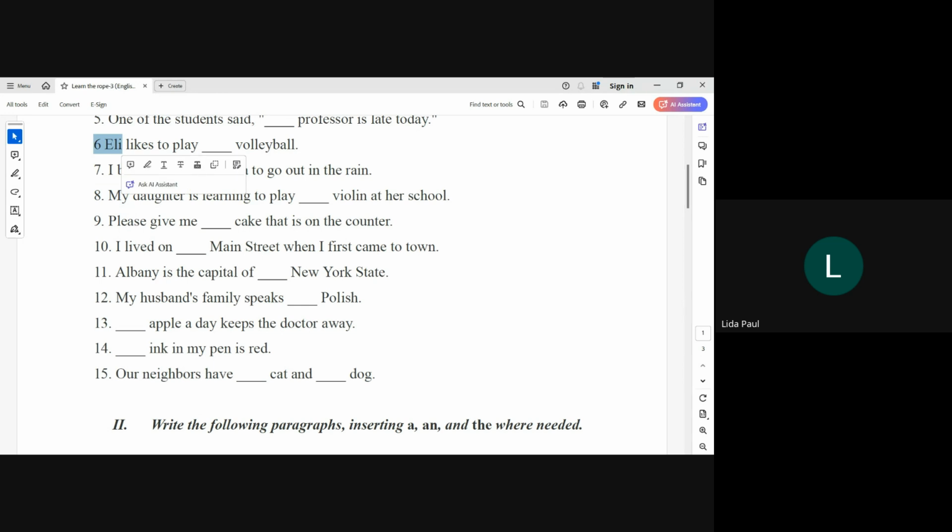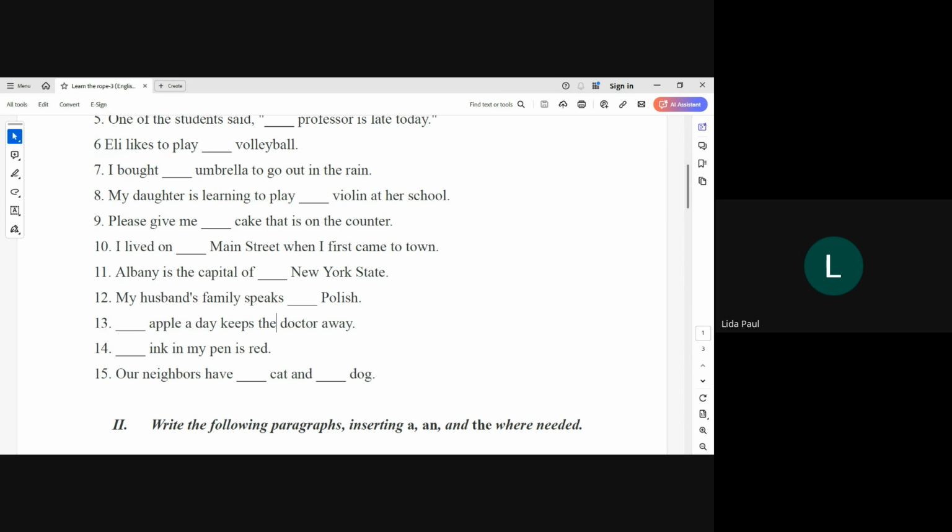The 6th one, he likes to play dash volleyball. Names of sports and games usually do not carry any articles. So he likes to play volleyball, he likes to play football, cricket, and so on and so forth. Right? Now there's a difference here, a little bit of an additional point.